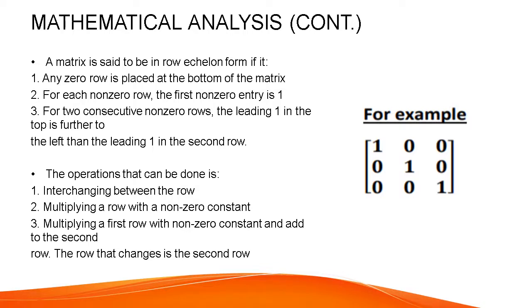Next, the operations that can be done are, number 1, interchanging between rows. Number 2, multiplying a row with a non-zero constant. And number 3, multiplying the first row with a non-zero constant and adding it to the second row. The row that changes is the second row.